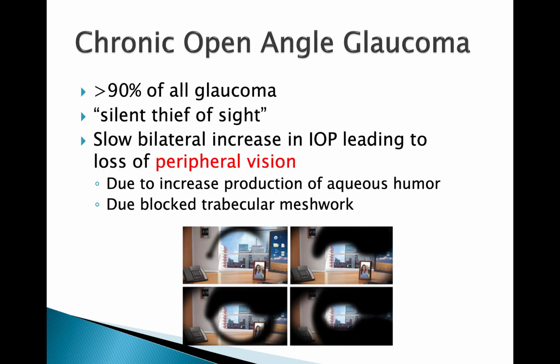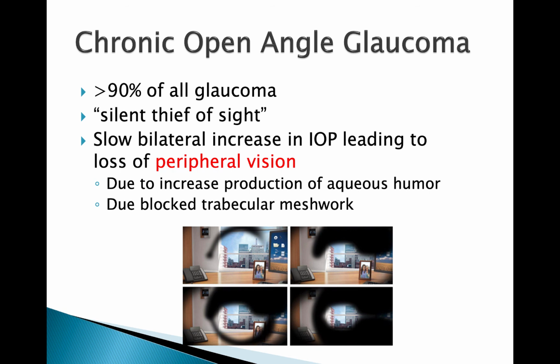So chronic open angle glaucoma is seen very commonly in the United States. It accounts for about 90% of all glaucoma cases. But unfortunately, these guys go undetected. And we call this the silent thief of sight, because this is a very slow progressing disease and people start having issues and they don't even realize they're having it.